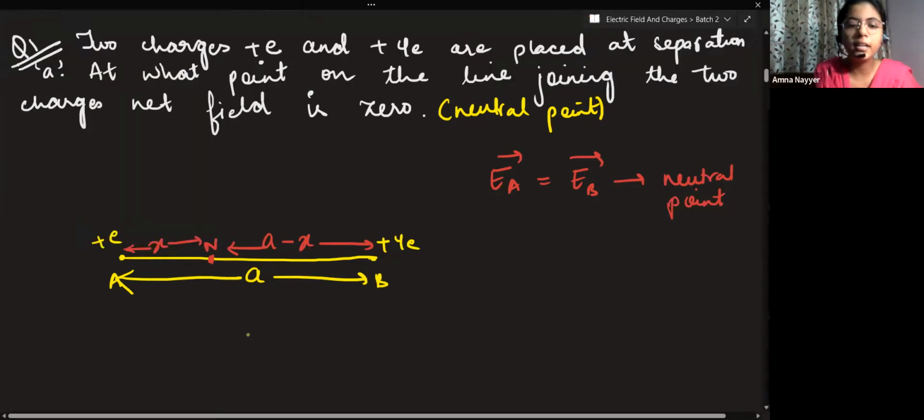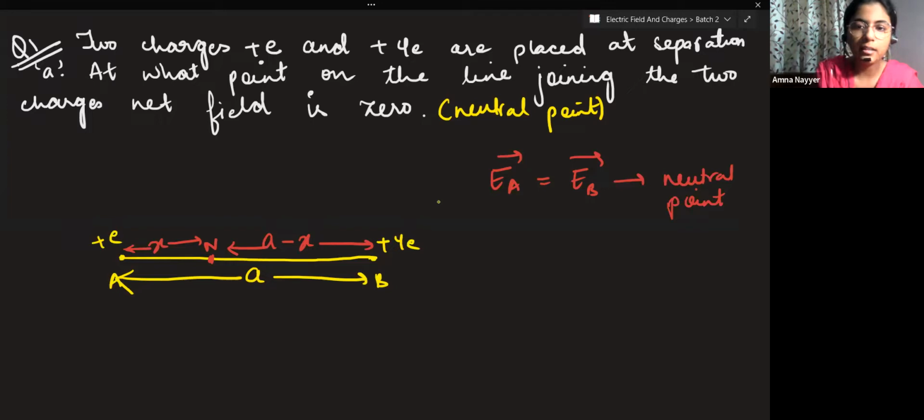So electric field at A. Yes, Hamza, you tell me. If the charge is plus E and the separation from the neutral point is x, what should be the electric field?